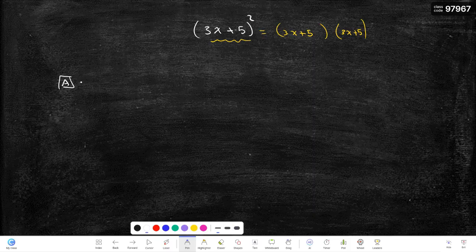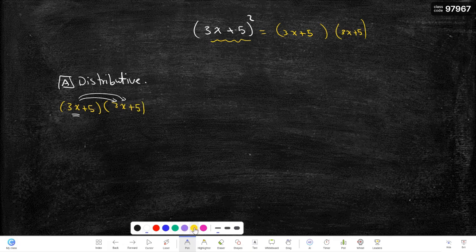So how do we use the distributive property? This is going to be the longest or the hardest way to find the answer. So I'm going to say that we have 3x plus 5 multiplied by itself, which is 3x plus 5. Okay, so I need to multiply firstly 3x by every single term in the second binomial, and then multiply 5 by every single term here.